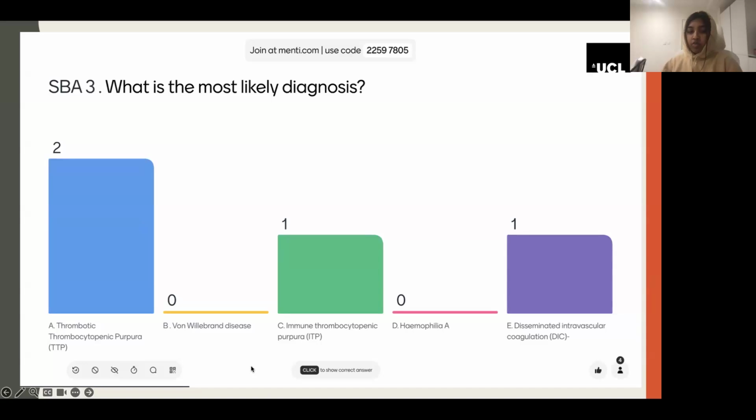Okay, interesting. Some people have gone for thrombotic thrombocytopenic purpura, some people think it's immune thrombocytopenic purpura, and some people think it's DIC. If you are getting questions wrong or you feel like these questions are hard, heme is hard. It's okay. Heme is hard because everything kind of looks and sounds the same.